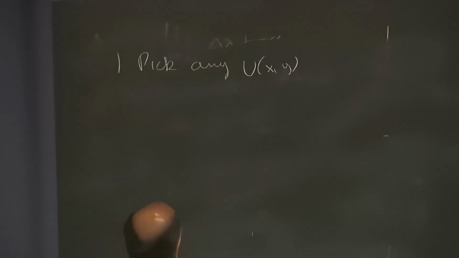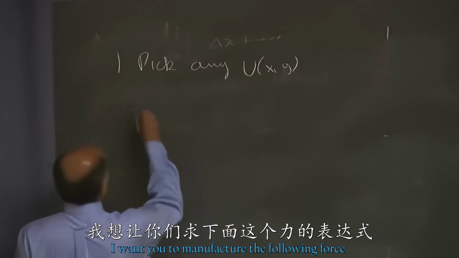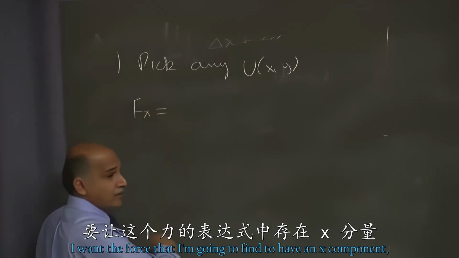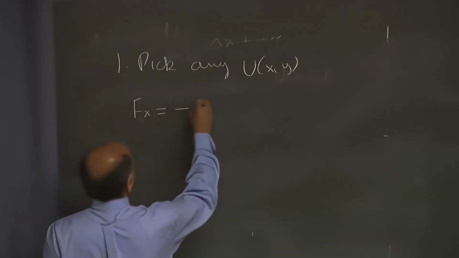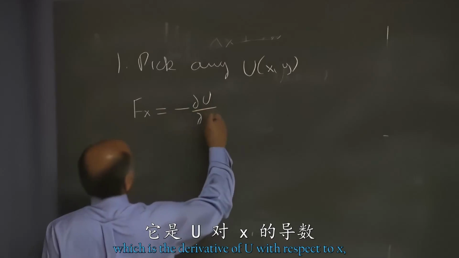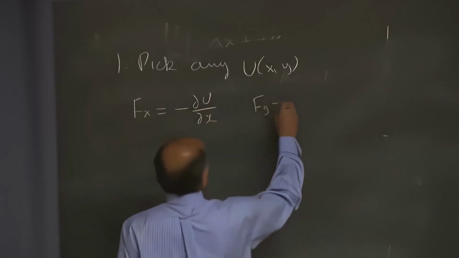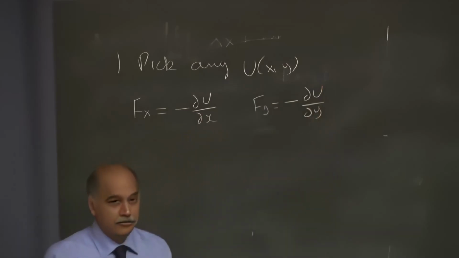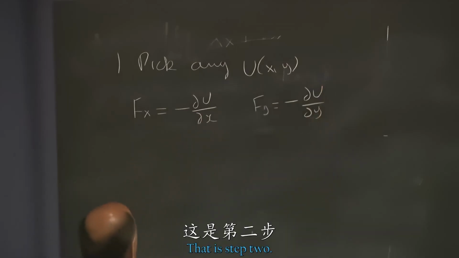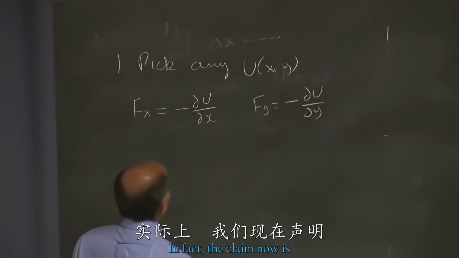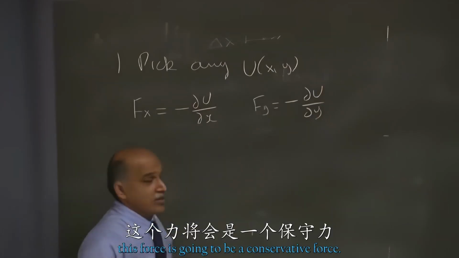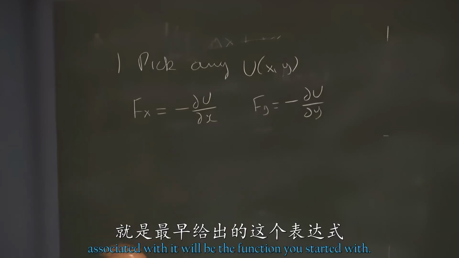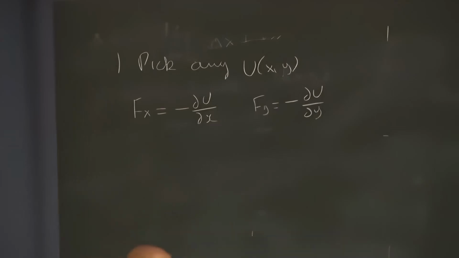But then, from the potential, I want you to manufacture the following force. The force is going to have an x component, which is minus the derivative of u with respect to x, and a y component, which is minus the derivative of u with respect to y. That is step 2. The claim now is this force is going to be a conservative force. And its potential energy will be the function u we started with.